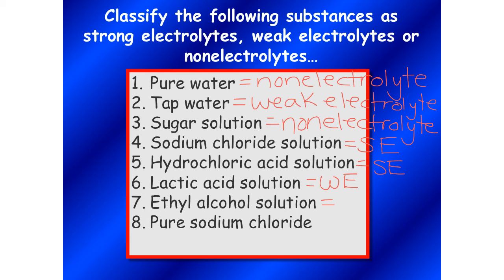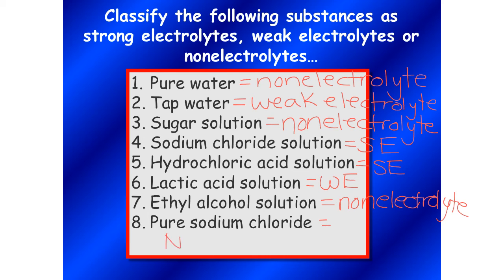Ethyl alcohol solution. That's an organic compound. So we have our covalent bonds, not ionic, so this will not conduct. So non-electrolyte, because we don't have our ions.